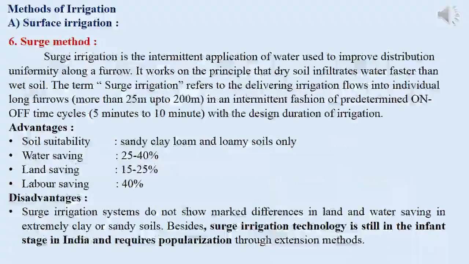Next method under surface irrigation is the surge method of irrigation. Surge method refers to flow of water into individual long furrows which are more than 25 meters, up to 200 meters. This method is useful for sandy clay loam and loamy soils. This method is a land, labor and water saving method.